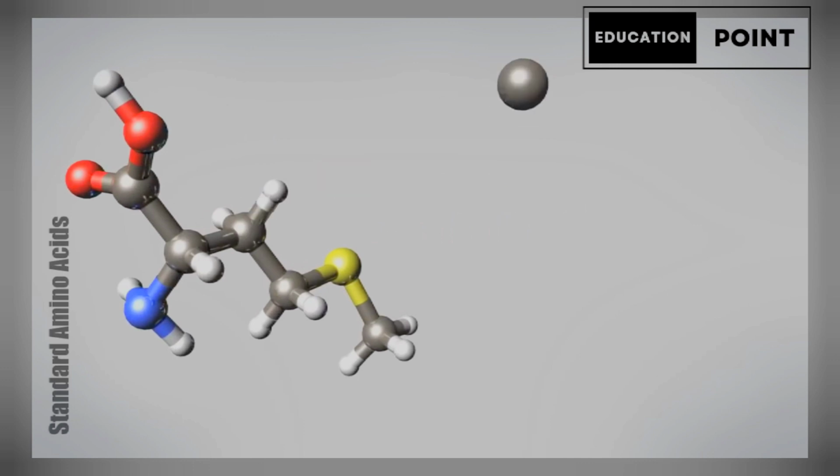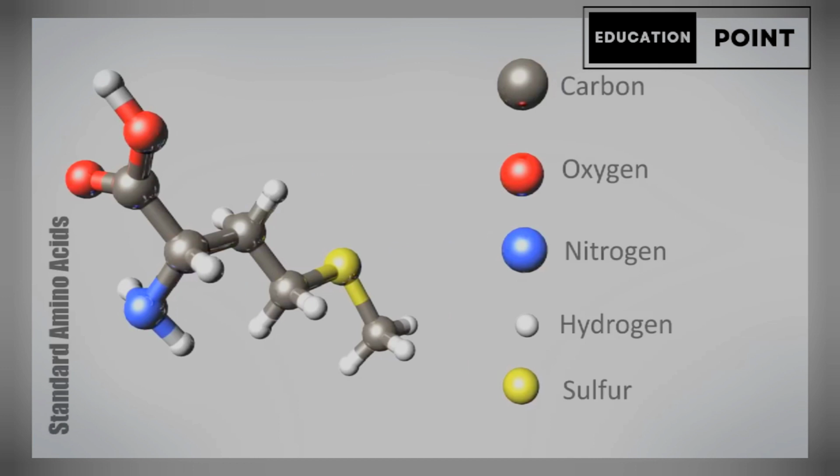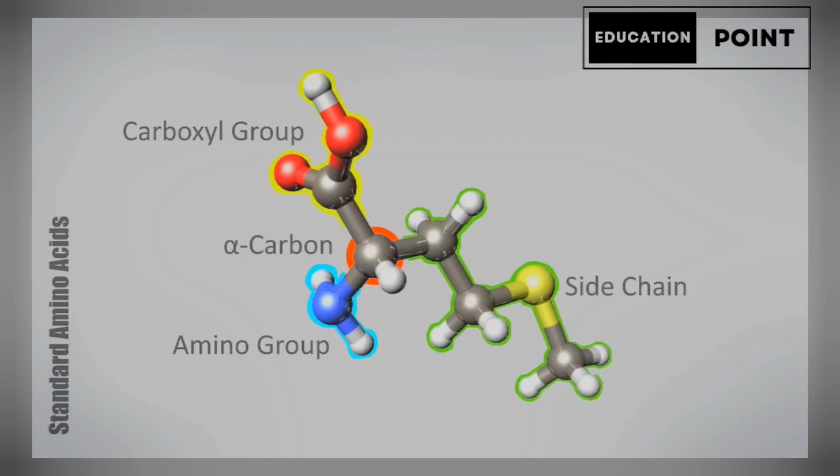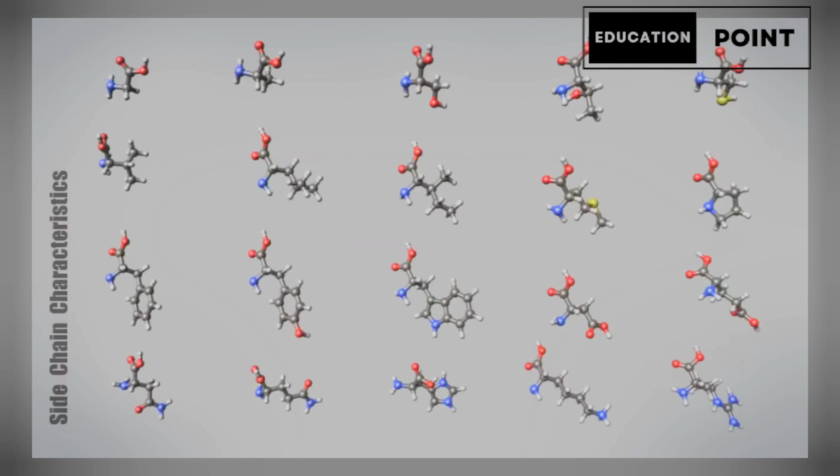Amino acids are made of carbon, oxygen, nitrogen, hydrogen, and sulfur atoms. These atoms form an amino group, a carboxyl group, and a side chain attached to a central carbon atom. The side chain is the only part that varies from amino acid to amino acid and determines its property.